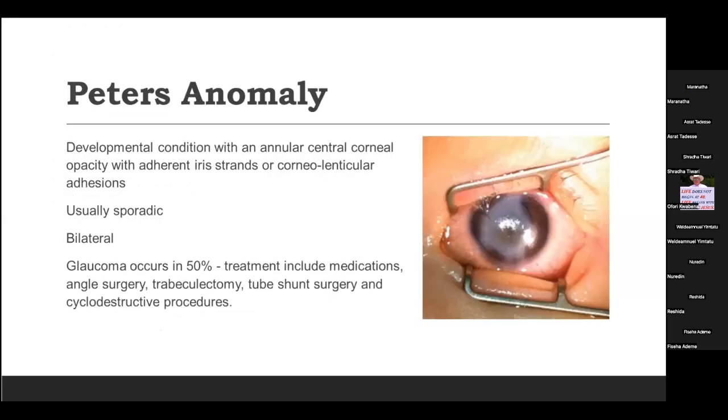And Peters anomaly is a developmental condition with an annular central opacity, which can be seen in this picture. The opacity is adherent with iris strands. So a corneolenticular adhesion is seen, and usually it's sporadic.